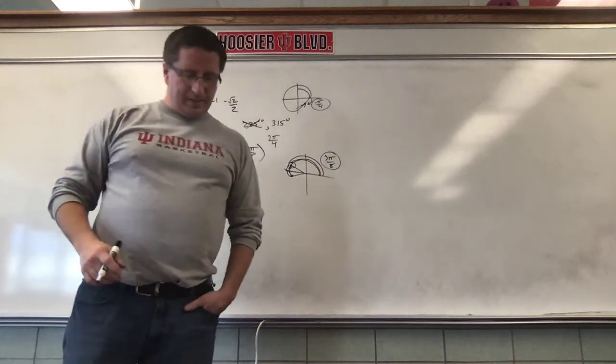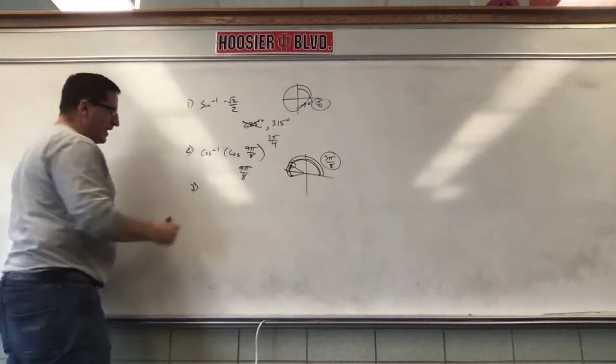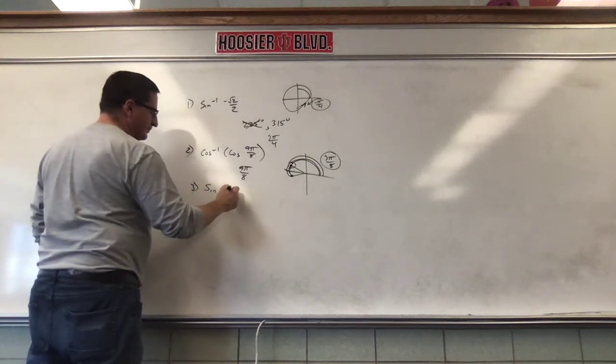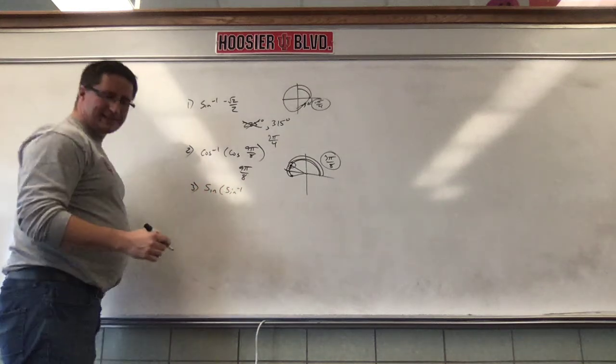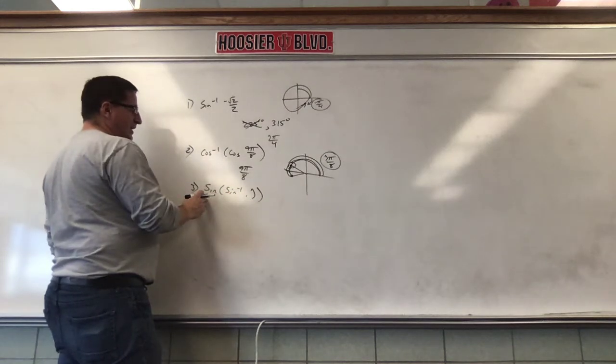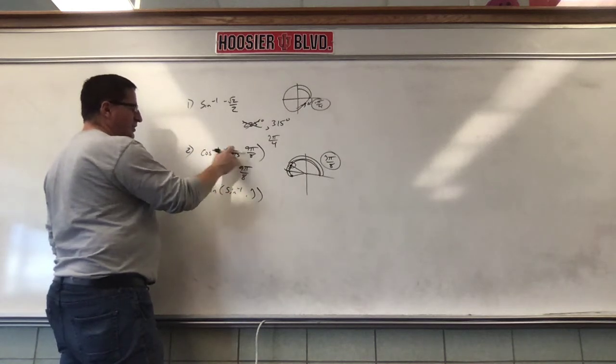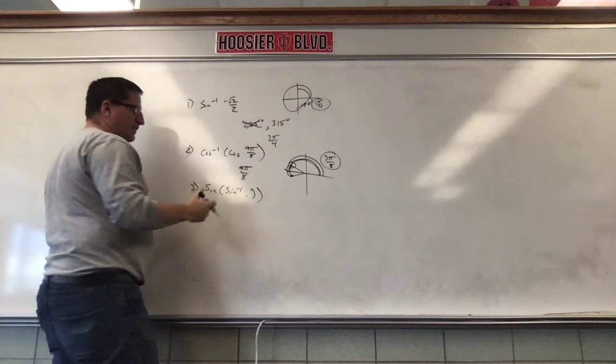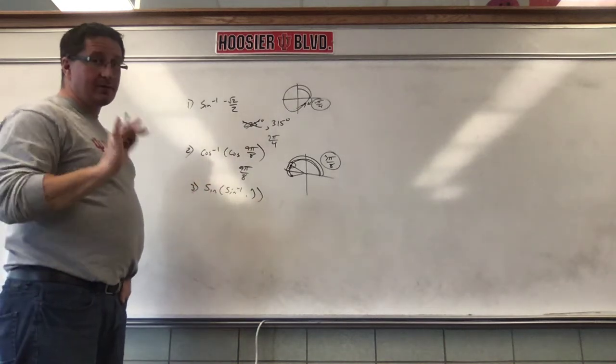Okay, number 3. This is a simple one. Sine of the inverse sine of 0.7, okay? Now, we've switched them. Instead of saying inverse trig function, then trig function, we have the trig function, inverse trig function, and they just cancel out for the most part, okay?